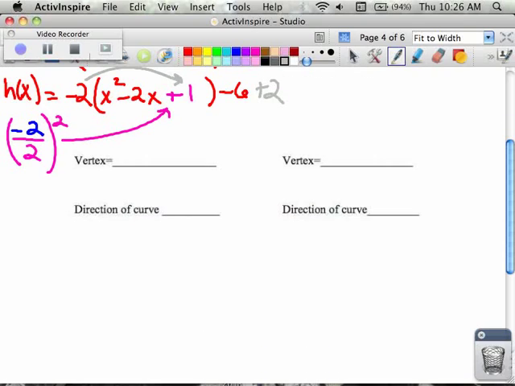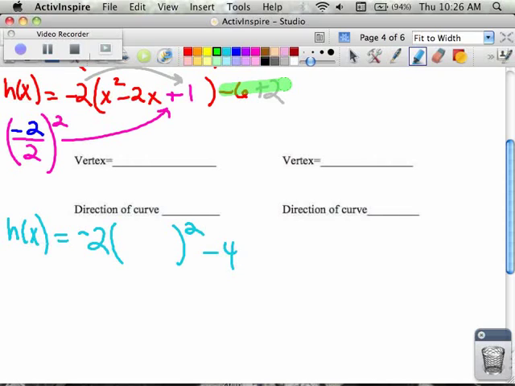I'm now going to rewrite my equation. My h of x is going to have a negative 2 on the outside. There's going to be a parentheses that's being squared, and on the outside of the parentheses, the negative 6 and the positive 2 become negative 4. So some things that have happened. This stuff turns out to be negative 4, of course. And whatever I see inside here now becomes this whole squared parentheses deal.